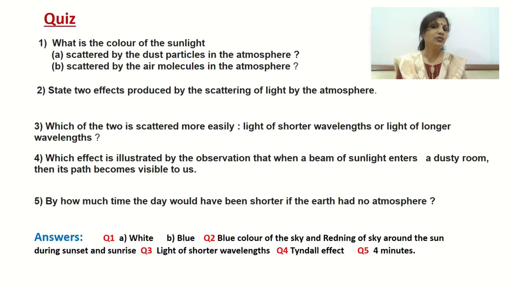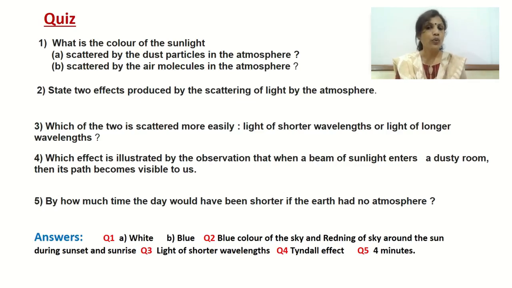Done? Then your third question, state two effects which are produced by the scattering of light by the atmosphere. So which two effects are produced by scattering of light in the atmosphere? We have learnt one today and one in the previous session. Okay, so please write down. Your fourth question is, which of the two is scattered more easily? Light of shorter wavelength or the light of longer wavelength? So just write the answer.